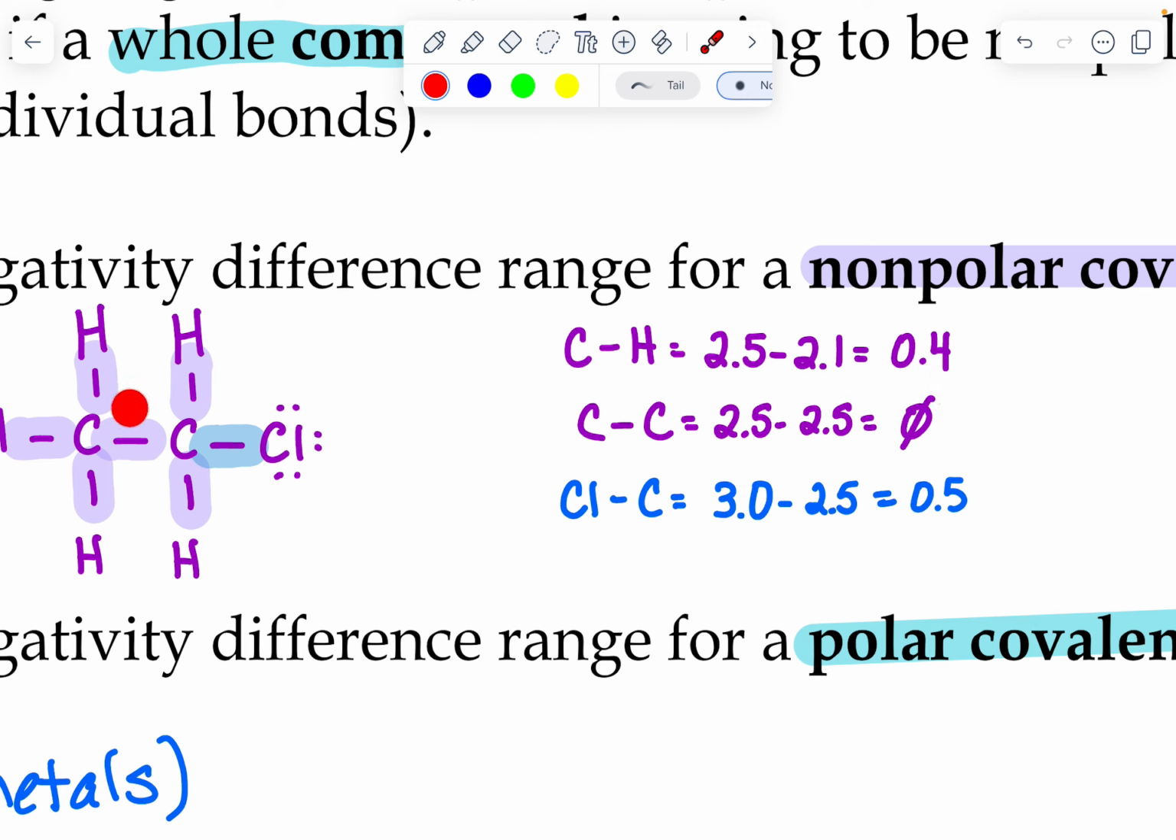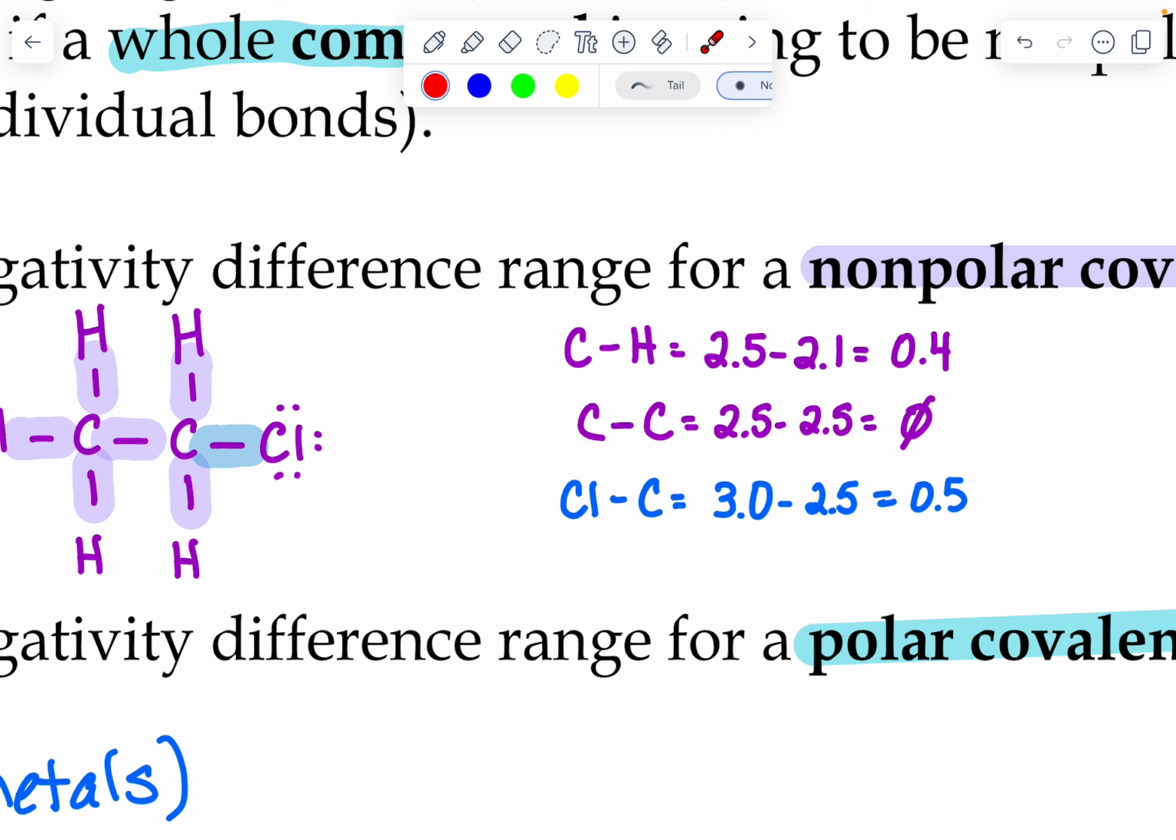Or let's say we looked at the bond between carbon and carbon. Well, the difference between carbon and carbon's value is 0. So what that means, like we were talking about before, is that in a carbon-carbon bond, the left carbon and the right carbon pull on the electrons with equal strength. And so that is as nonpolar as it gets. They spend 50% of their time around one carbon, 50% of their time around the other.